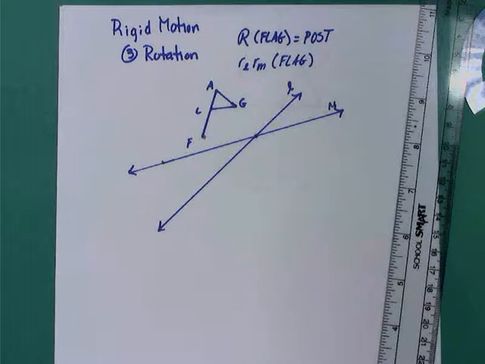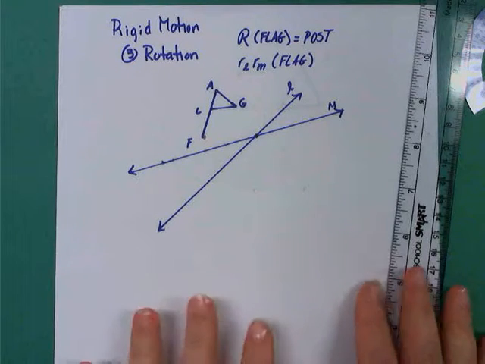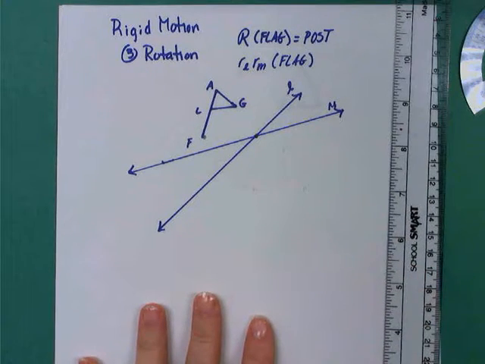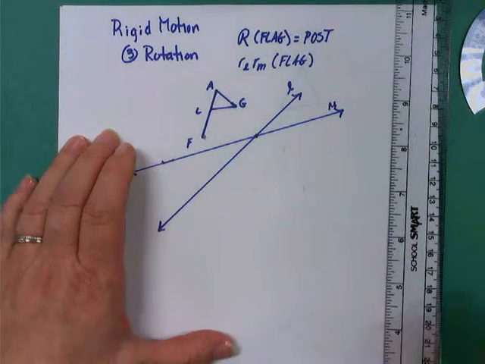This is our third rigid motion, rotations. Rotations are a composite of reflections over two lines. This time the two lines are intersecting instead of parallel. If they were parallel, it'd be a translation. If they're intersecting, the end result is a rotation.